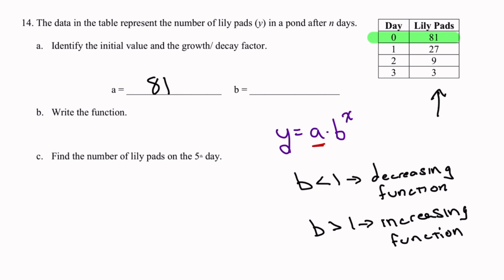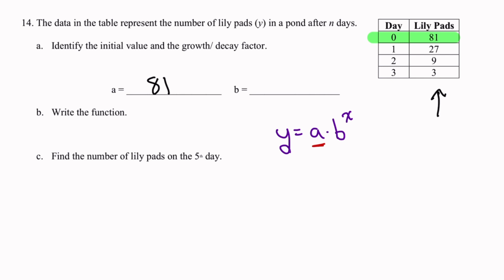Some of you can tell immediately by looking at this what your b value is exactly, but let's pretend we don't. You can see that as our x value goes up, our y value goes down. So this is a decreasing function. So our b value is going to be less than 1. To find our b value, we need to know what we are multiplying by each time. So to get from 81 to 27, we're reducing it to a third of its original value.